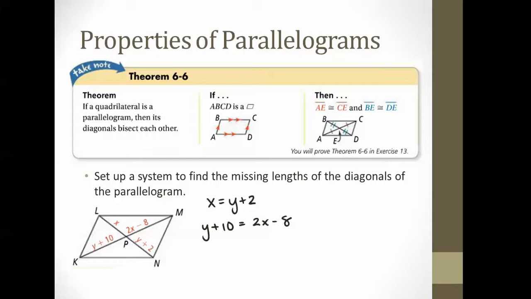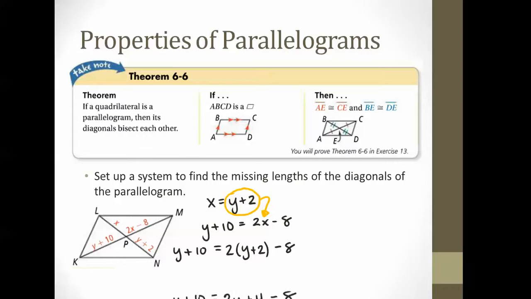We know a few different ways to solve systems: graphing, substitution, and elimination. The method that comes to mind here is substitution because x is by itself in the first equation. So I'm going to take this expression y plus 2, and since it's equal to x, I'm going to plug that in for x in the second equation. So when I plug that in using parentheses, it looks like this. Y plus 10 equals 2 times what used to be x, now y plus 2, minus 8.